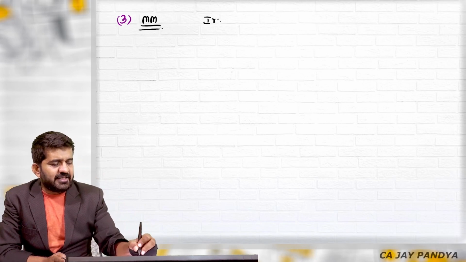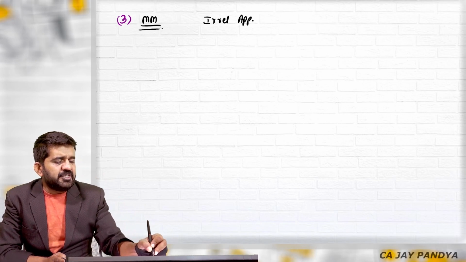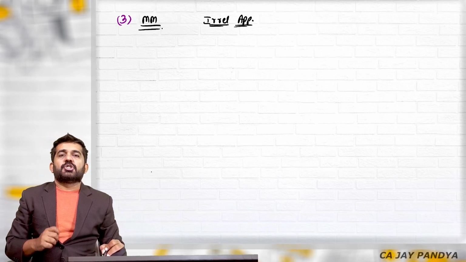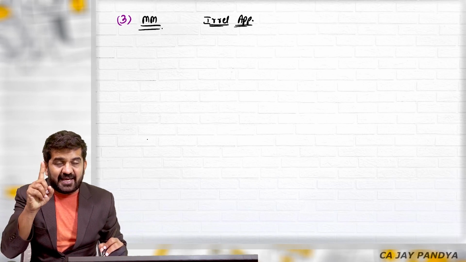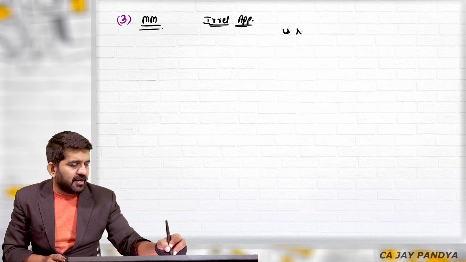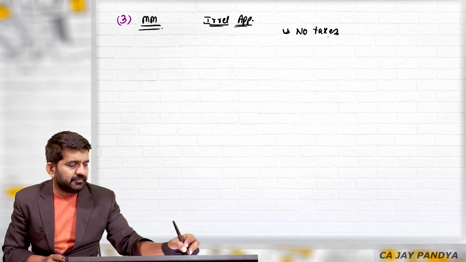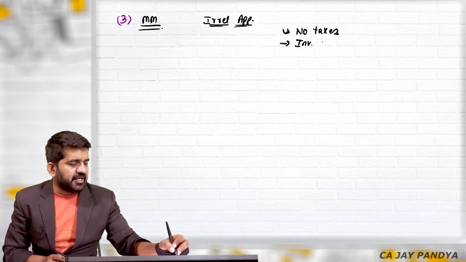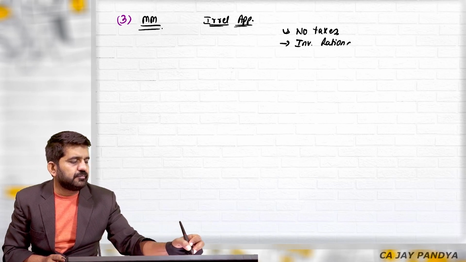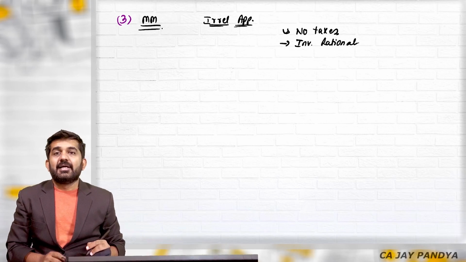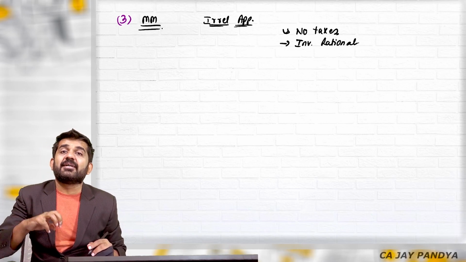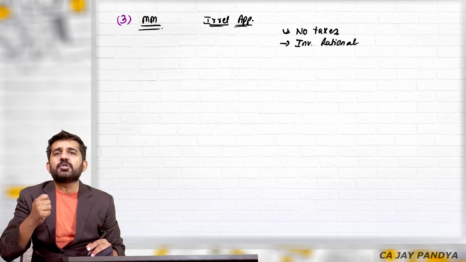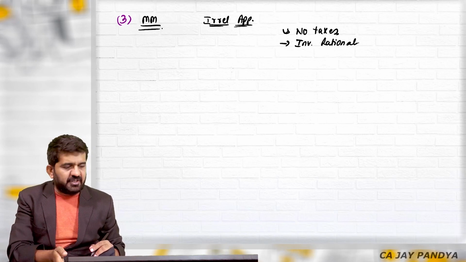So MM is also an irrelevance approach, which says that capital structure is not important for decision making, with two basic assumptions: there are no taxes and investors are rational. Right? And we have understood some concepts of considering taxes also. There are two things it says, and we have proved them in the previous lecture.